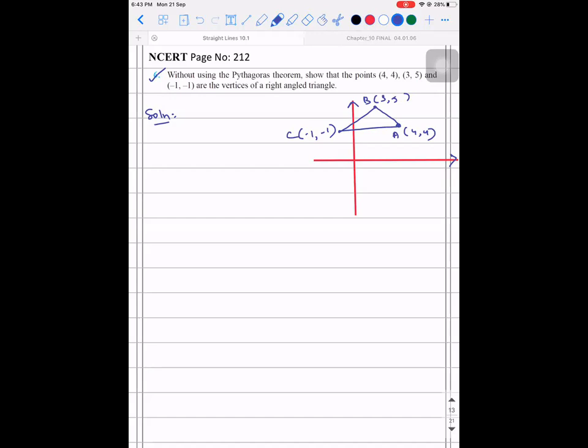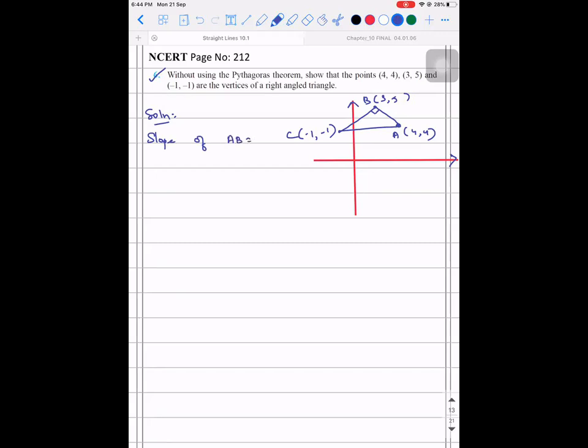How will you prove, guys? If you don't use Pythagoras, see, if you have to use Pythagoras theorem, you need to find distances, right? How can we prove that it is a right angle triangle? Assuming that it is right angled at B, how do we prove? The only concept that we know is to find the slope of each line.